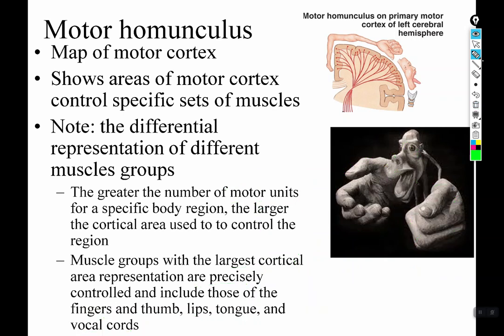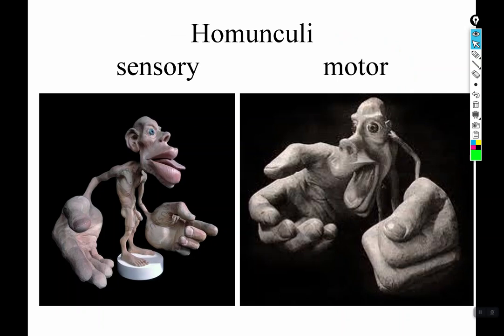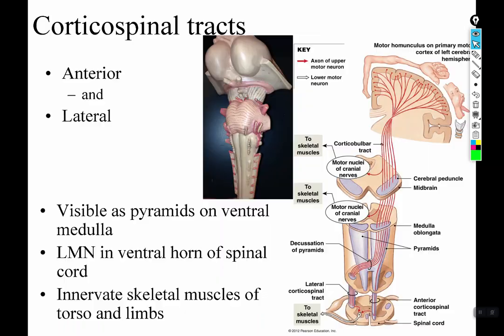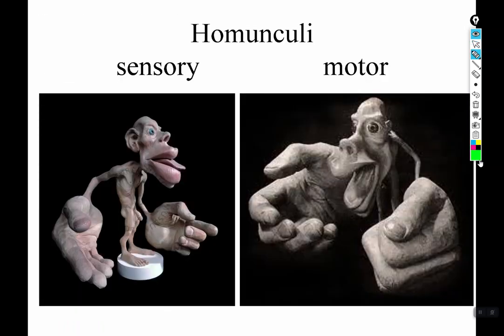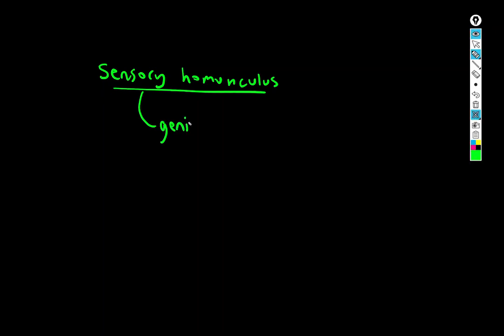So here are the two scary homunculi together, sensory and motor. One thing I do want to point out, just real quick, because it's kind of glossed over in your textbook, which is a little bit of censorship actually, which I don't think is appropriate, but it does happen. So you might have noticed that on the sensory homunculus, the genitals are also small in the cortical representation.